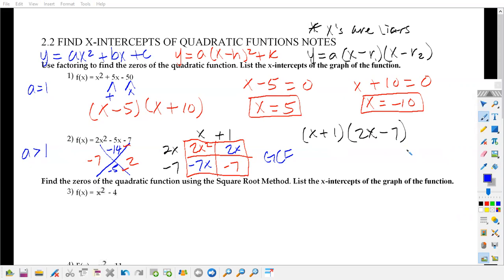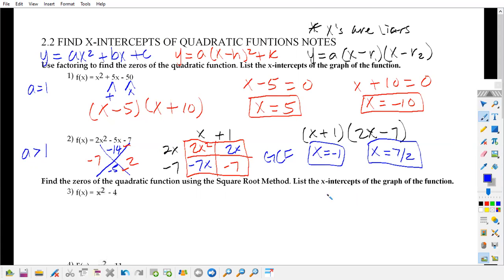And then from there, I can set each one equal to 0. If I set this equal to 0, what would x be? x equals negative 1. If I set this equal to 0, what would x be? 7/2. Because I would have to add 7 and divide by the 2. Okay. 1 and 2, what are your questions, comments, or concerns? None? Good, we feel good?